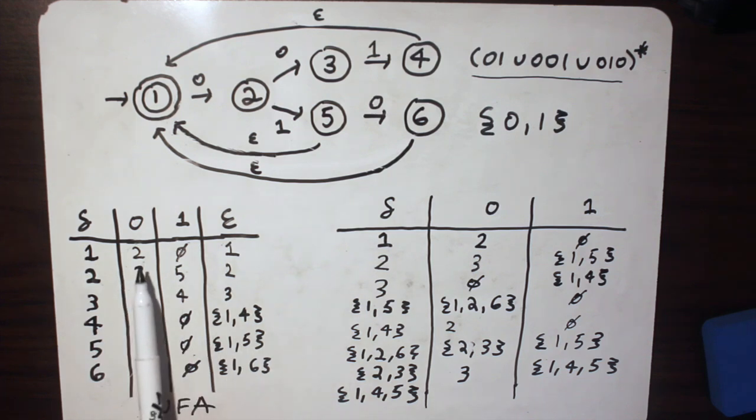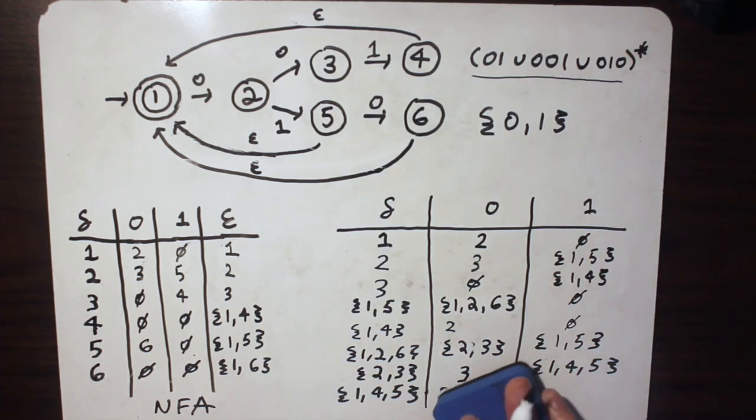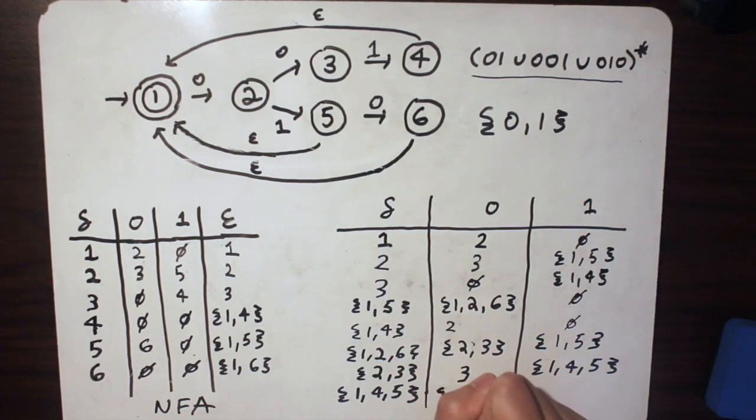Alright, so on an input of 0, in state 1, we can go to 2, and we already know that the epsilon is still 2. On an input of 0, in state 4, we have the empty set. And on an input of 0 in state 5, we can go to 6, so we have the 1 and 6 on the epsilon. So this is actually going to be a set of 3 numbers, 1, 2, and 6.